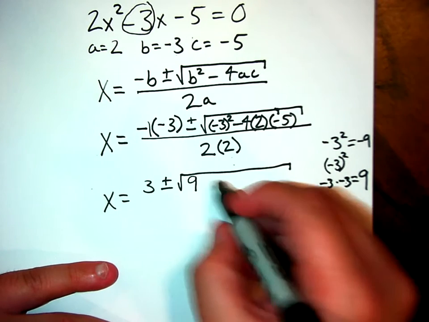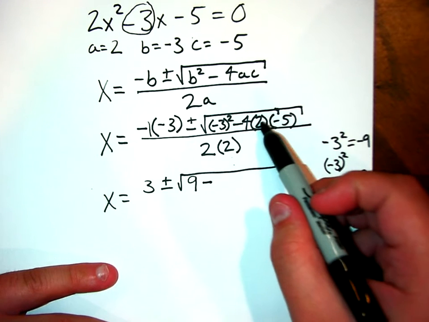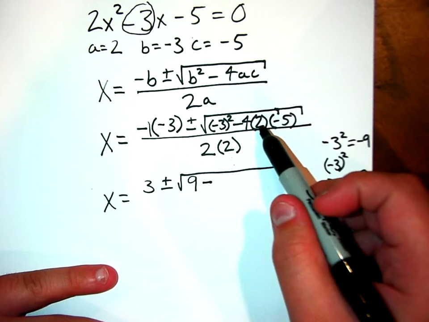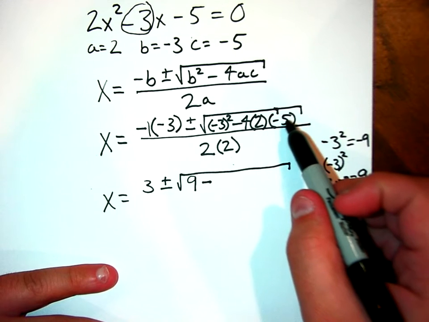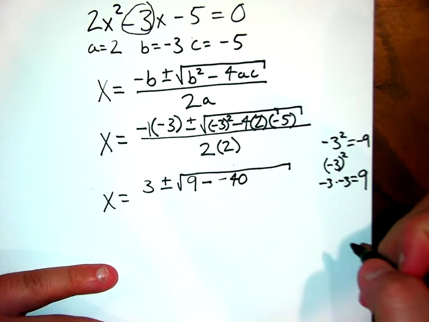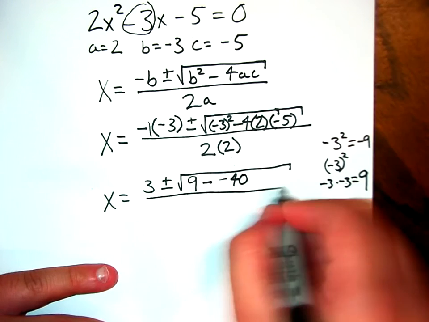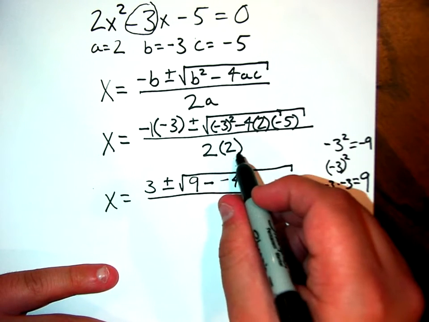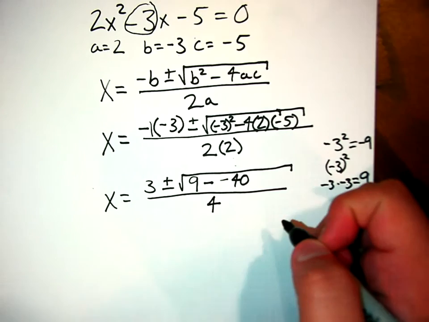And then it's minus, and we have 4 times 2 is 8. Okay, so 8 times negative 5, that's going to give me negative 40. All divided by 2 times 2. So that's 4. Okay.